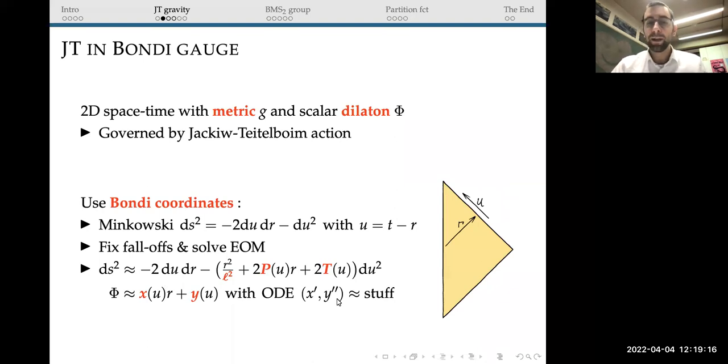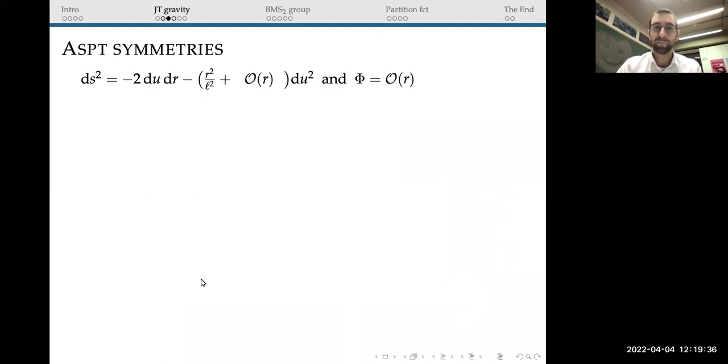They're not crucial. The one point that I do want to stress is that we now know exactly what the covariant phase space of the theory is. We know that this phase space consists of two functions P and T for the metric and two functions X and Y for the dilaton. And so everything we're going to do later is going to be to tell us something about those four functions P, T, X, and Y.